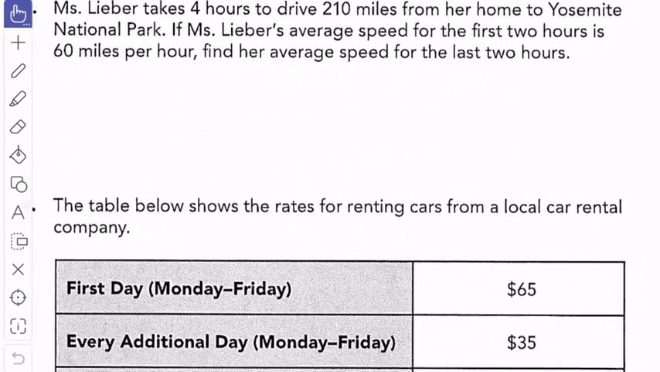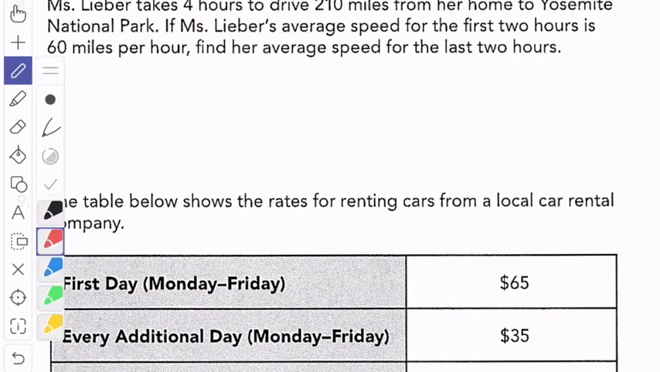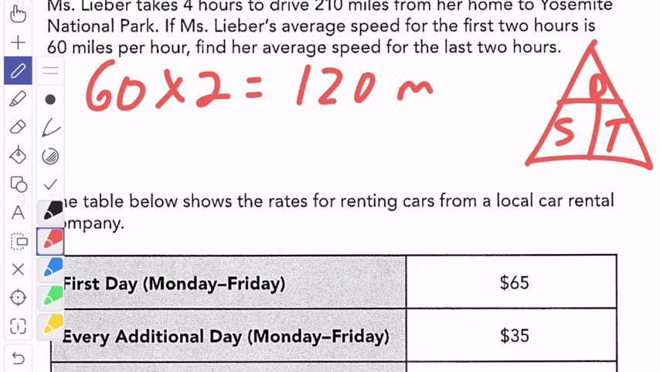Mrs. Lieber takes 4 hours to drive 210 miles. Her average speed for the first 2 hours is 60 miles per hour. So the first 2 hours we need to figure out first. Again, this is distance, speed, time. We want to find out the distance for the first 2 hours, so it's speed times time. It's 60 miles per hour times 2 hours, so that's going to give us 120 miles for the first 2 hours.